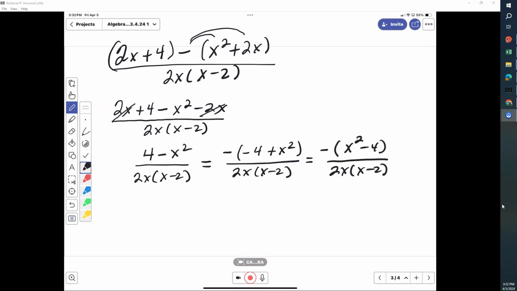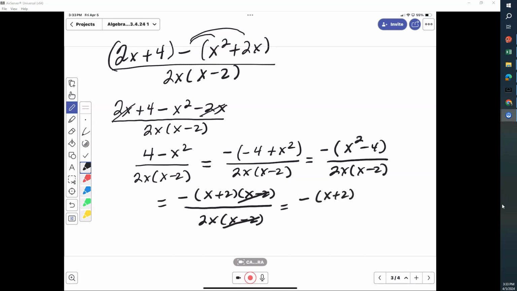So now you notice that x squared minus 4, we can factor that. So it's going to be negative x plus 2, x minus 2, divided by 2x times x minus 2. And x minus 2 divided by x minus 2 is 1. And so the final answer is negative x plus 2 over 2x, where x can't be 0 and x cannot be 2.